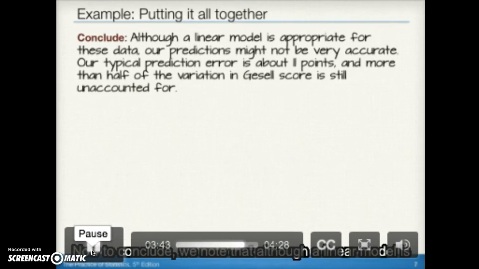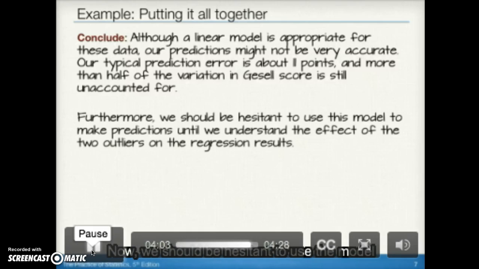Now, to conclude, we note that although a linear model is appropriate for these data, our predictions might not be very accurate. Our typical prediction error is about 11 points, and more than half of the variation in Gesell score is still unaccounted for. So while it does look like a linear model fits, it doesn't do the greatest job in terms of making predictions.